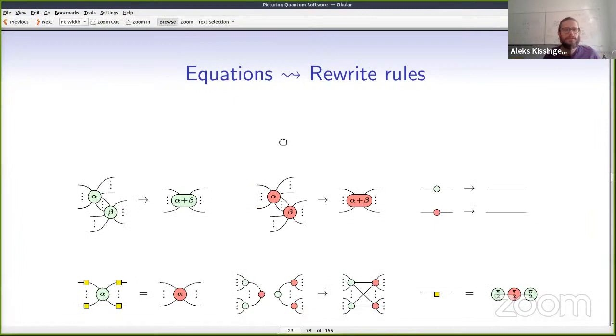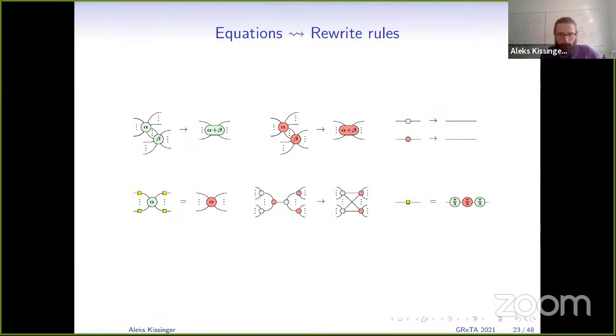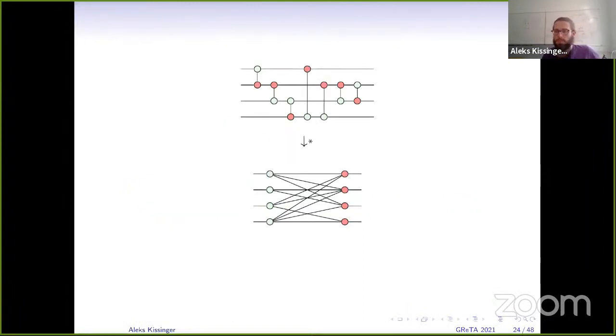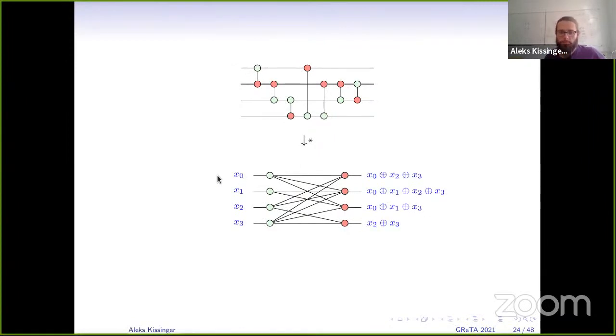And a nice feature of these normal forms, oops, there's my slides. A nice feature of these normal forms is you can actually read off how it corresponds to a linear map. Okay, so this is a linear map on bits. And here's my sort of bit vector x0, x1, x2, x3. And what this linear map does, I can read it off of the graph. So it sends this 4 vector to this 4 vector.